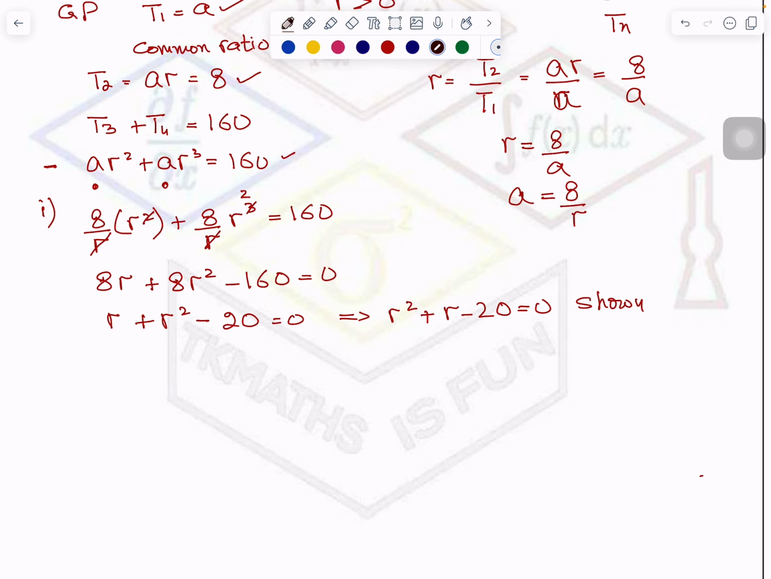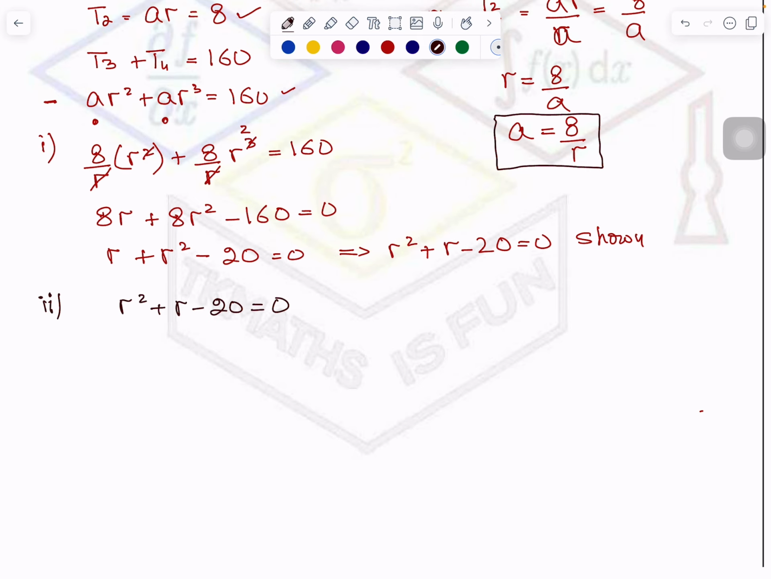Now for part 2, I have to find the value of A. If I solve this quadratic equation, what will I get? Absolutely right, I will get R, which I will plug in here to get the value of A. So let's solve this quadratic equation. Very easily you can factorize it. I'm sure you know middle term breakup.